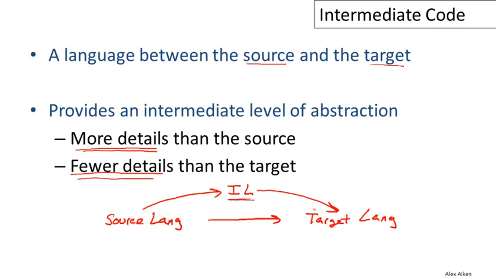And experience has shown that this is actually a pretty good idea. Almost all compilers have an intermediate language in their implementation, and some compilers have more than one. Some compilers actually translate through an entire series of intermediate languages between the source and the target language. Now, we're only going to consider one intermediate language for the rest of this course.